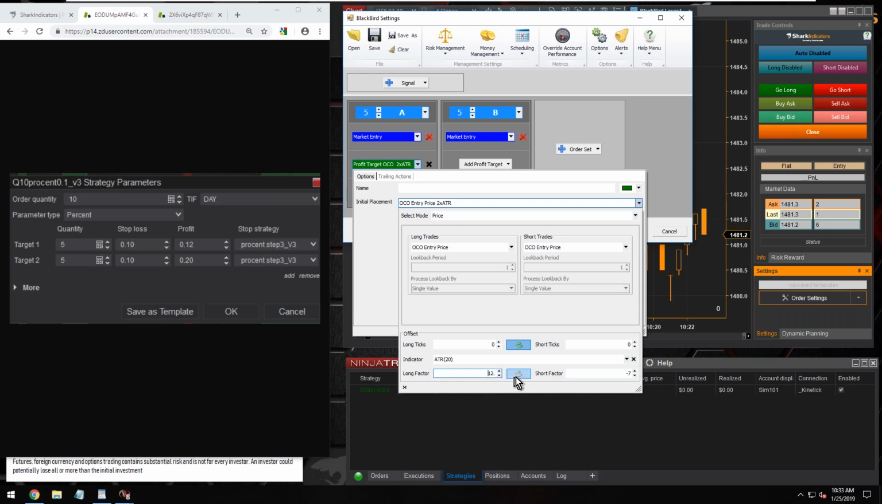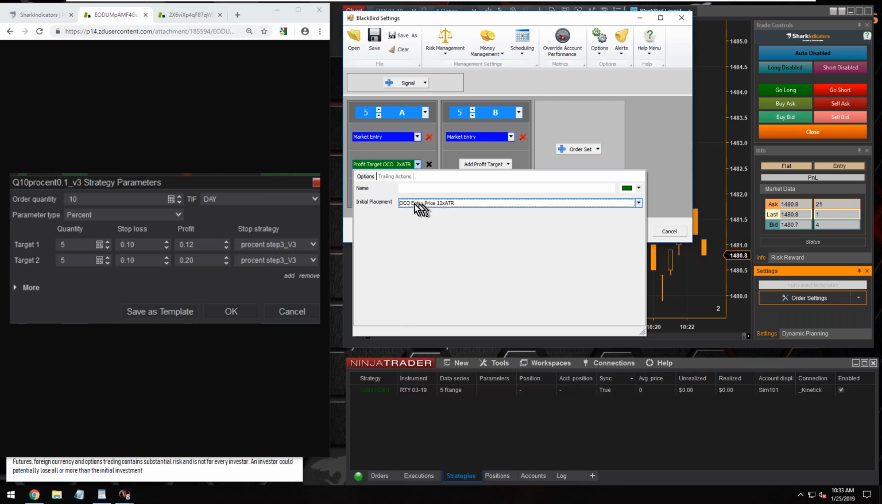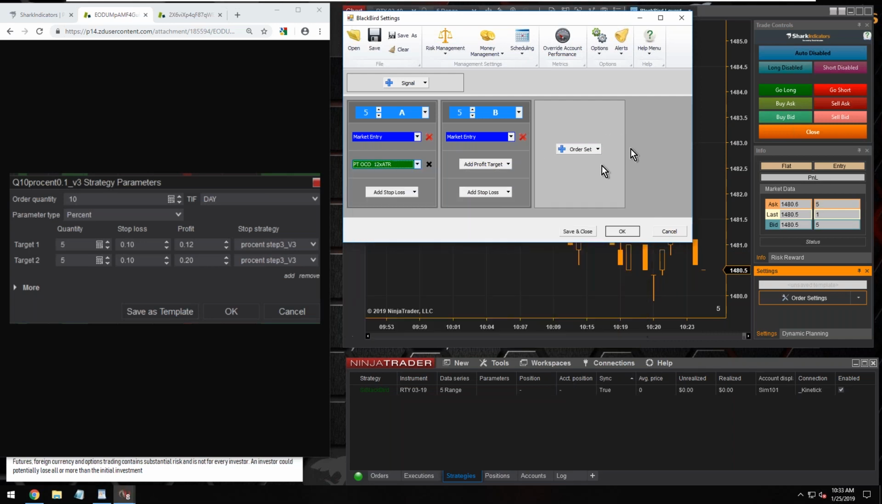But for futures traders and forex traders, I think the vast majority of people use the same settings whether they're trading long or short there. So we'll just turn the sync back on there. All right. So there we go. We have our profit target set up there.